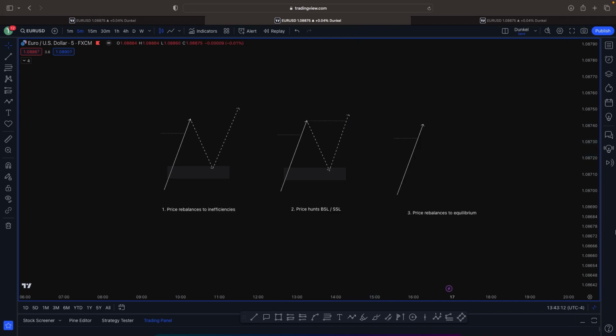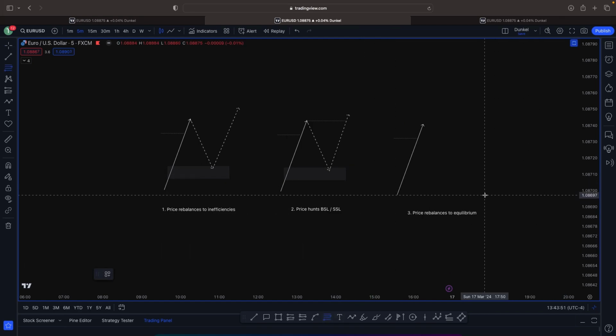Third thing that price does is it rebalances to equilibrium. Now, what do I mean by that? A range has a starting point, in this example a higher low, and an ending point, a higher high. And the middle of this range is called the equilibrium. This also goes for fair value gaps. A fair value gap has a start, an end, and an equilibrium. So the equilibrium is always the center of an impulse or a PD array.